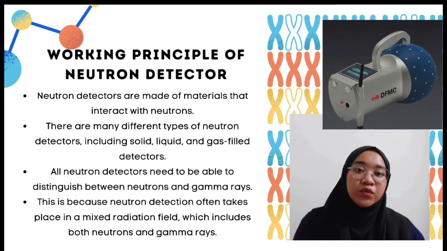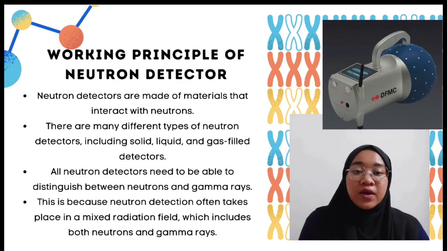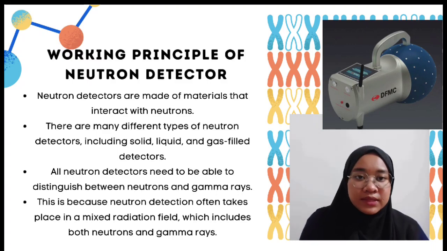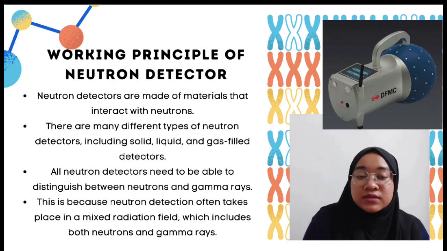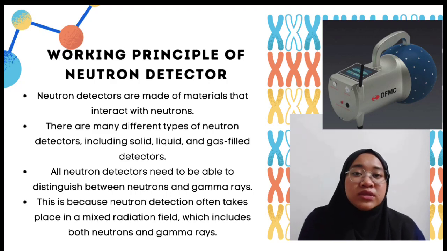Working principle of neutron detectors. Neutron detectors consist of materials that interact with neutrons. Although the principal reaction mechanisms of neutrons with matter are limited, the options for detection media are quite numerous. Detectors can consist of solid, liquid, or gas-filled media. Besides the detection mechanism, there is one major challenge for all types of neutron detectors. They all need to be insensitive to gamma ray emission, or at least require an implemented technique to discriminate between neutron and background gamma ray events, as neutron detection often takes place in a mixed radiation field.